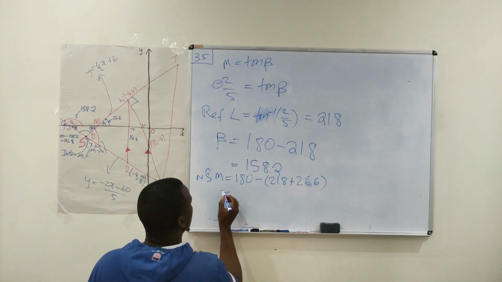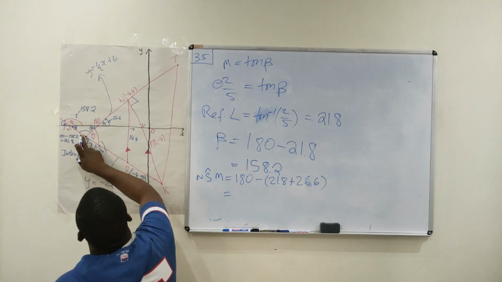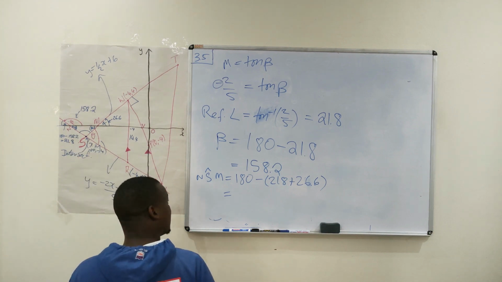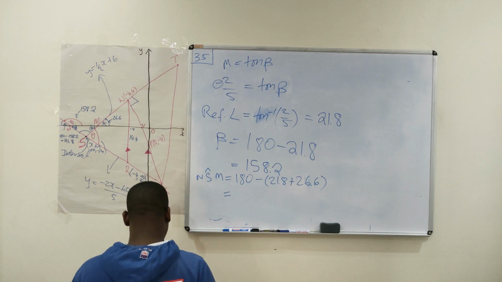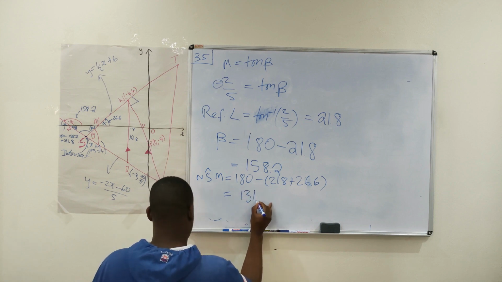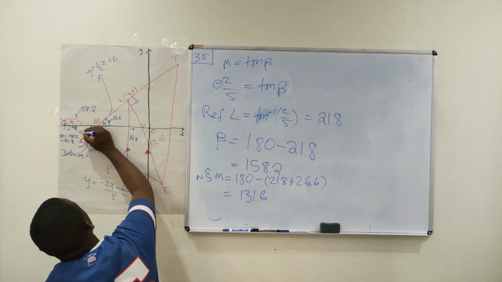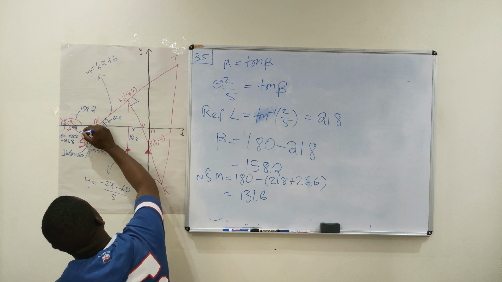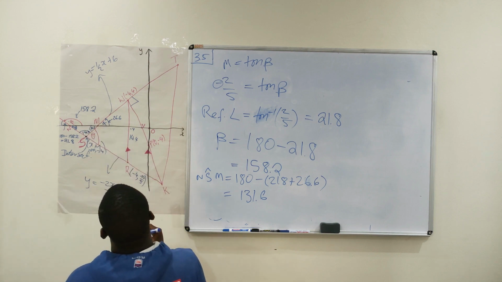So the angle at S inside this triangle is 180 minus 21.8 plus 26.6. This is 131.6. Is this angle in the triangle 131.6? Then you know that this angle and that one add up to 180.